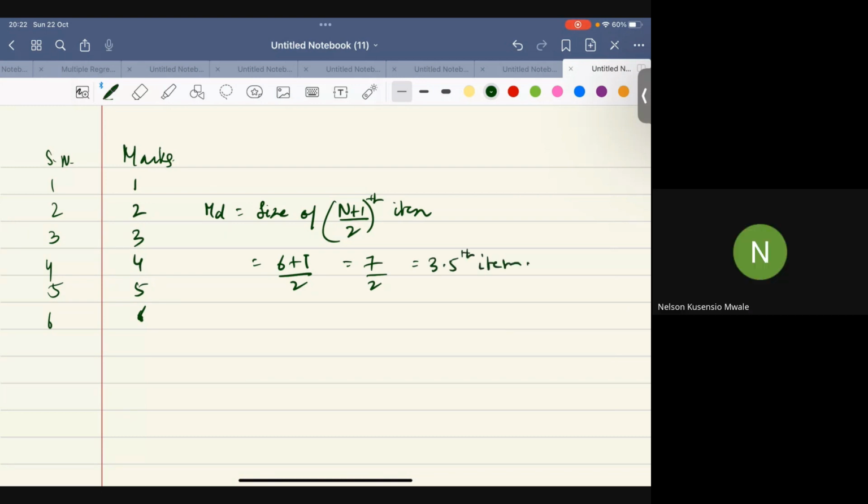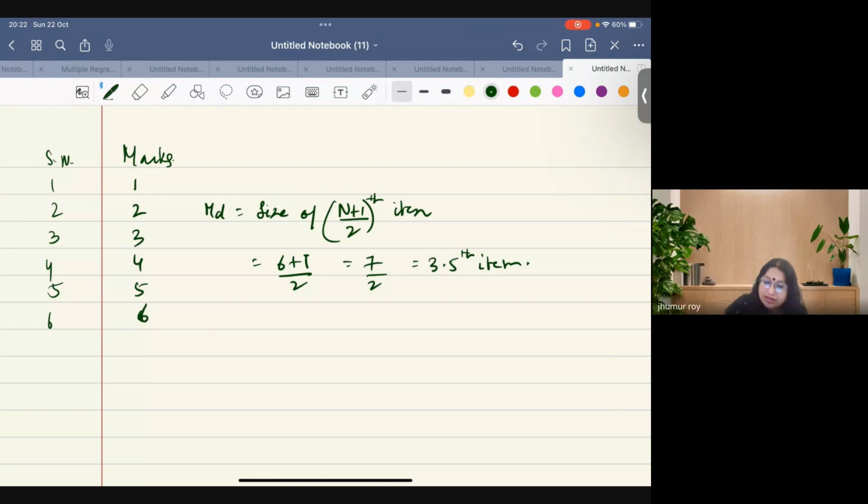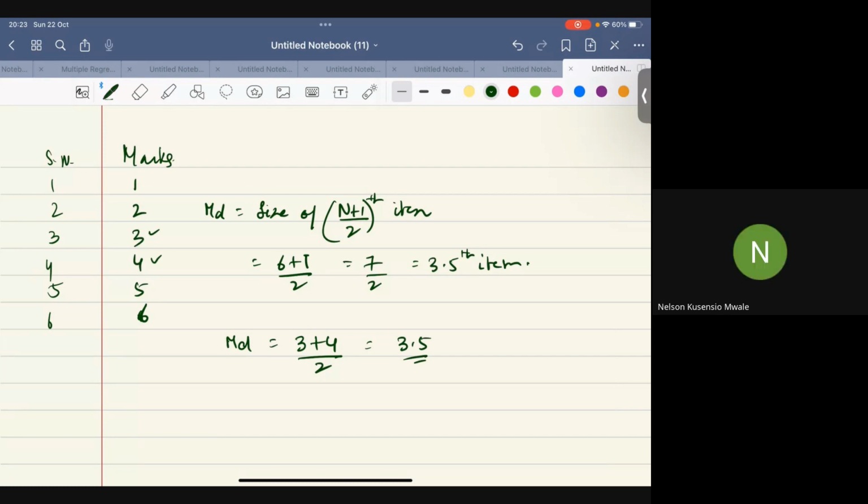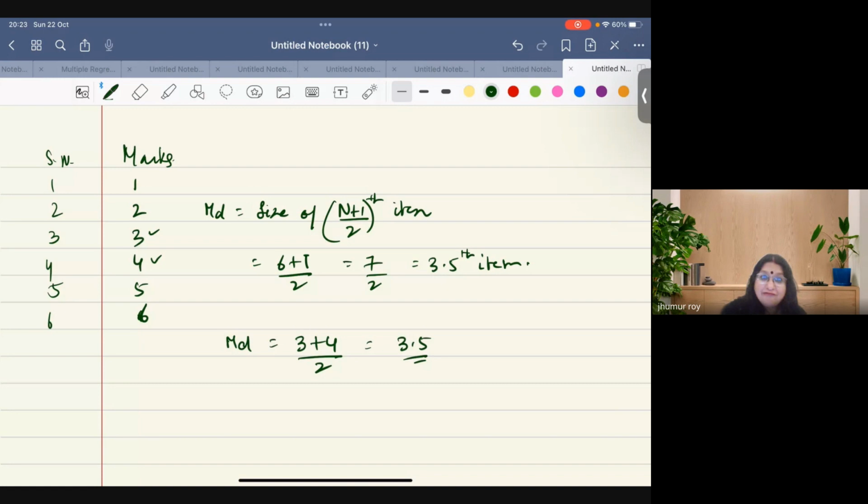Correct? Now it is 3.5. That means the number will be between the third value and the fourth value. What is the third value? 3. What is the fourth value? 4. So the median will be equal to 3 plus 4 divided by 2, that is 3.5. Is it clear? Yes. So that is how we calculate the median if the position comes out to be a 3.5th item.